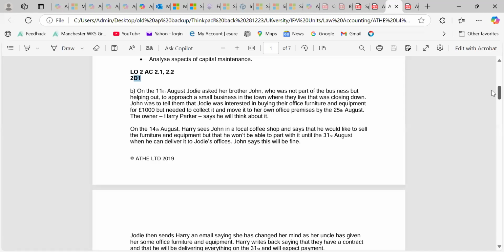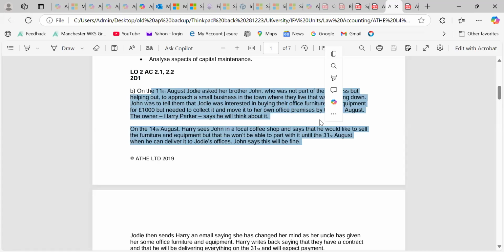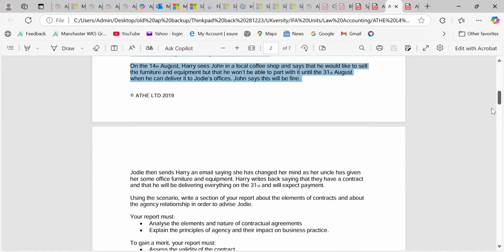Then, task B. Again, you've been asked to approach the small businesses in the town. One was closing down, and John was telling them that Judy was interested in buying their office furniture and equipment. When you're writing this, you can say "in this case", so you can contextualize the discussion according to the scenario.